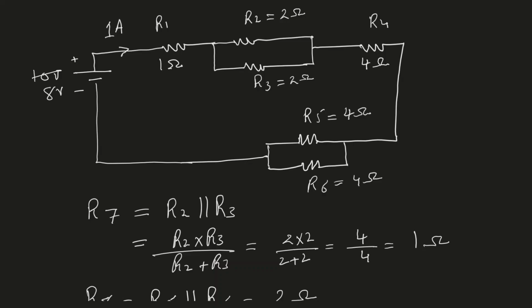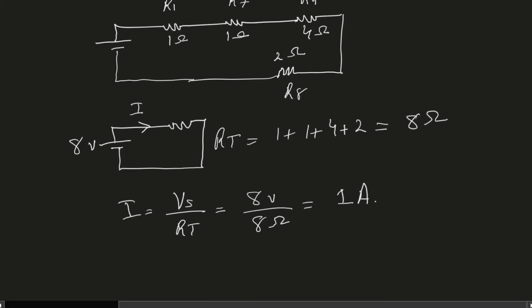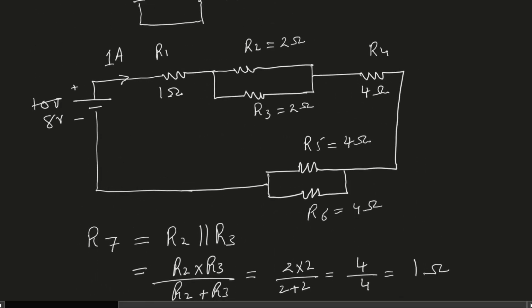Now that you know 1 ampere comes out of the battery, because this is something that we could not tell before we found our total, right? So once we found our total, then we were able to use Ohm's law on this circuit, and we were able to find how much is the total current. Once we know the total current, 1 ampere, now we know that 1 ampere actually flows in resistor R1.